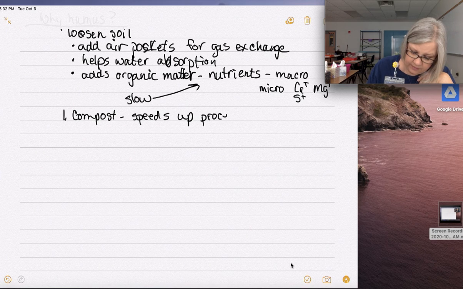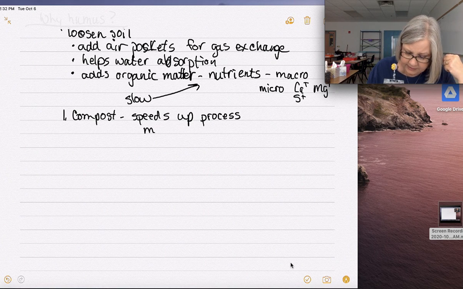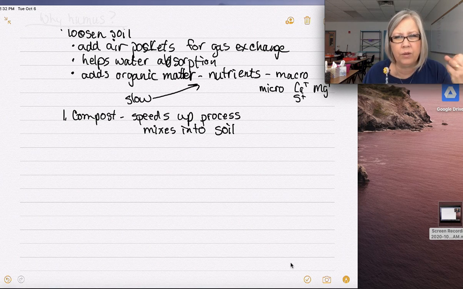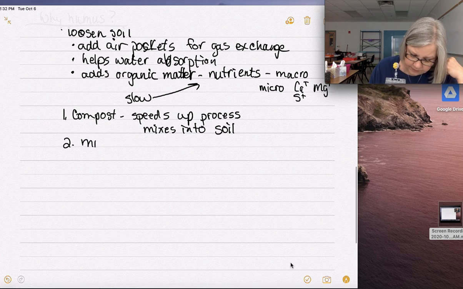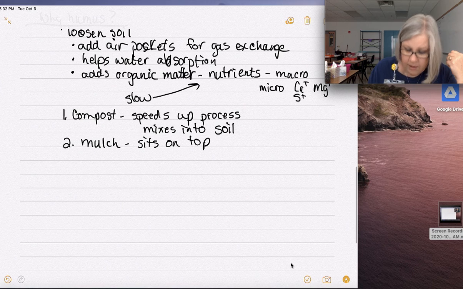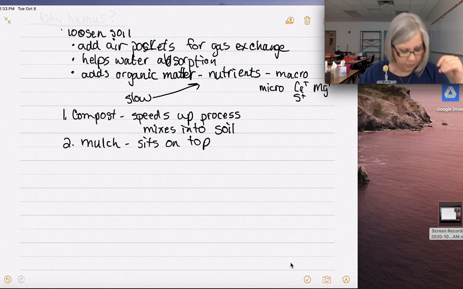That's the first thing. The other thing that it does is it allows you to mix it into the soil. All right, so it gives you a real nice, rich soil. The other thing you can use is mulch. Now, what mulch is, mulch sits on top. We do a lot of tree bark, they'll take wood and chip it up and make it into a mulch that you can put on top.